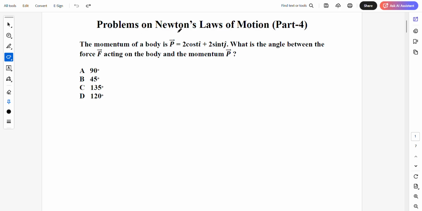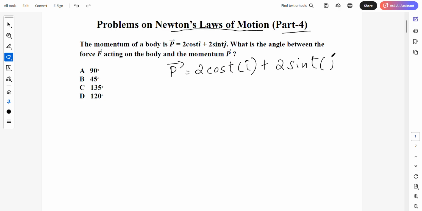Today we'll be seeing problems on the chapter Newton's laws of motion. This is part 4 of the video. This is the first problem. The momentum of a body is given as vector P equal to 2 cos t i cap plus 2 sin t j cap.